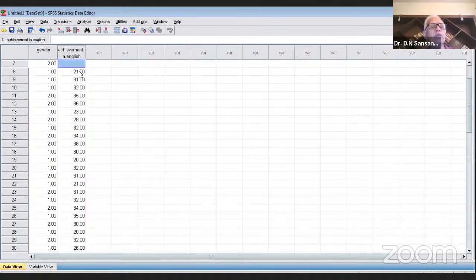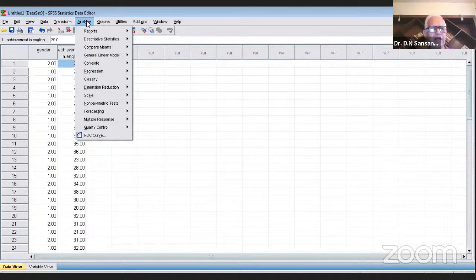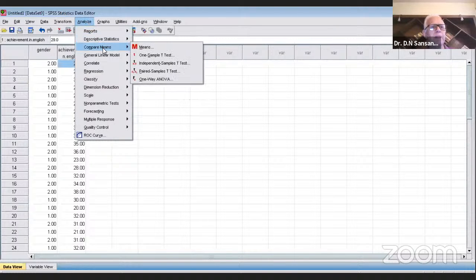So if you have your SPSS with you, you can also keep on doing the way I am doing, so that you can understand it. So I have entered the data. Now I should go to analyze. And because according to the objective, I have to compare means, I go to compare means.